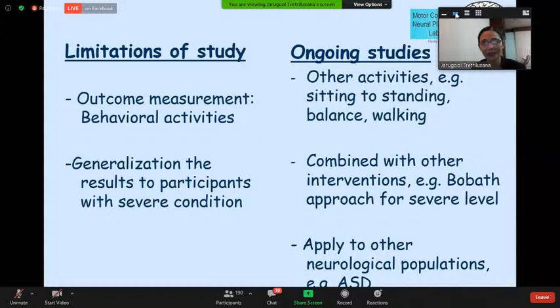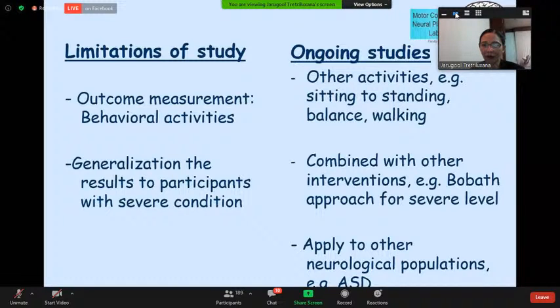So that means we still have another 50% that cannot benefit from task-specific training because they are not able to move their hand yet. So that's why we are running a study right now using TMS combined with the Bobath technique. I think you're familiar with the Bobath technique. We want to give more options to severe patients.